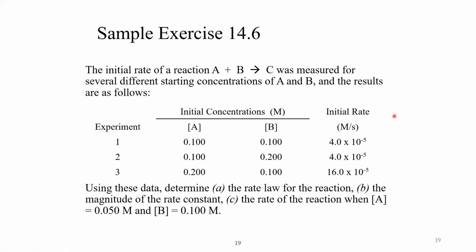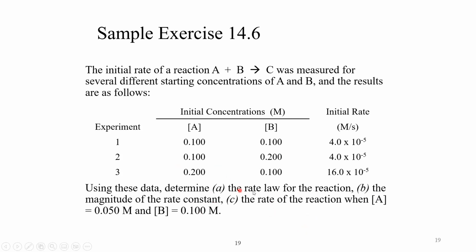Okay. And then this is going to be the same, or similar types of questions, just with a little bit different focus. So in this case, we want to use the data above to determine the rate law for the reaction, the magnitude of the rate constant, and then the rate of reaction when A is 0.05, B is 0.100 molar. So it's going to be essentially the same thing. We just got one additional piece at the end where we're trying to predict what the rate of the reaction is going to be for new concentrations.